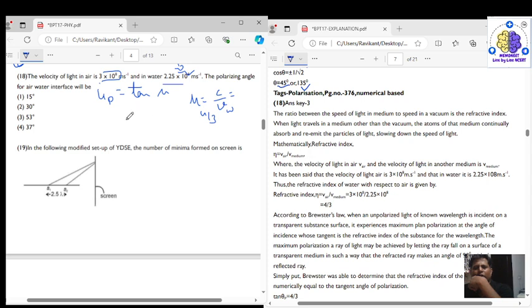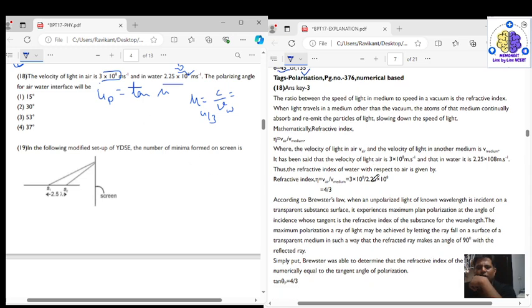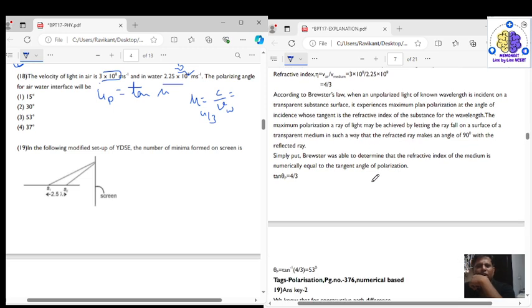Tan inverse 4 by 3 will give you the angle as 53 degrees, right? So the correct answer for question number 18 is option 3. How do we find that it is equal to 53 degrees? See, in a right angle triangle, if we have one side as 4, another as 3, and the hypotenuse as 5, then one angle is 37 degrees and the other angle is 53 degrees. Yes, this is a known triangle.